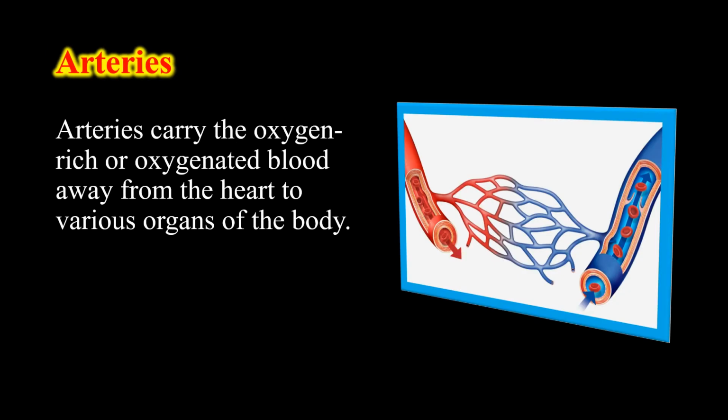First, let us understand about arteries. Arteries are the blood vessels that carry oxygenated blood, or oxygen-rich blood, away from the heart and distribute it to the various organs of our body. And the main artery that originates from the left ventricle of the heart is called the aorta.